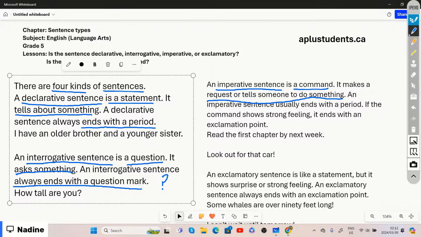So that is our four kinds of sentences. So once again, we have a declarative sentence, which is a statement and it tells about something. It ends with a period.